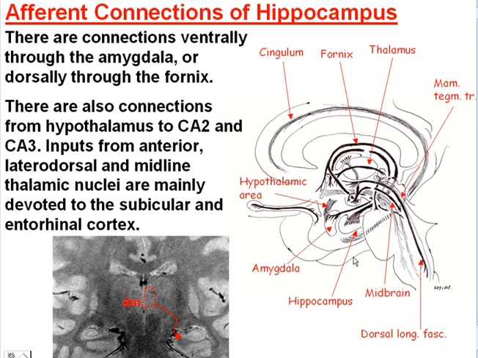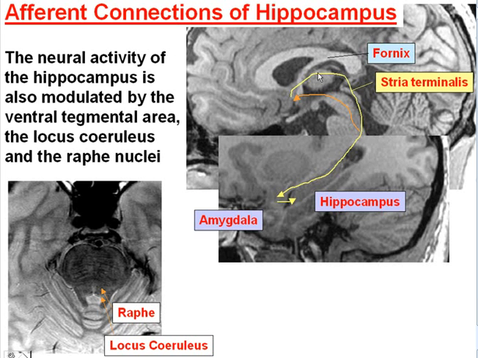Afferent connections of the hippocampus come through the amygdala or dorsally through the fornix. You can see the connection from the medial thalamic nuclei, connected to the cingulate and the entorhinal cortex. And also there are afferent connections from the stria terminalis, passing through the amygdala and then coming back to the hippocampus.